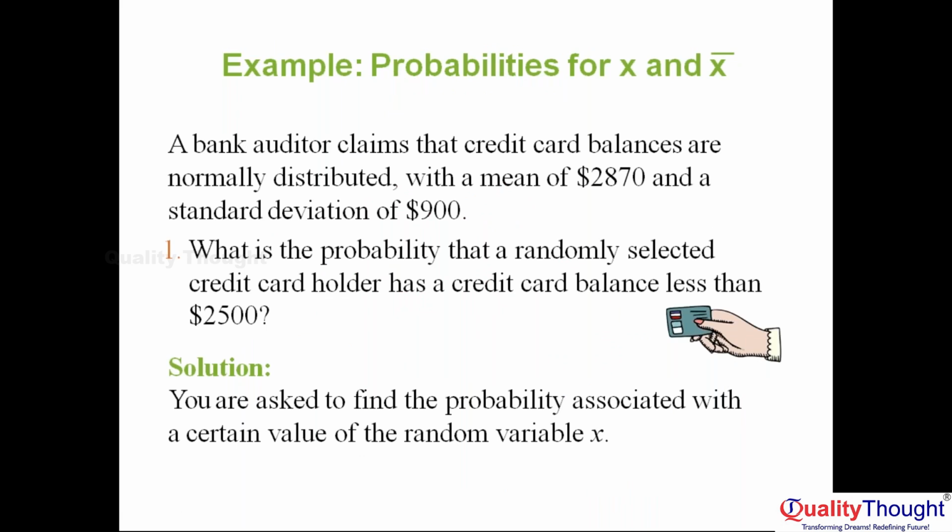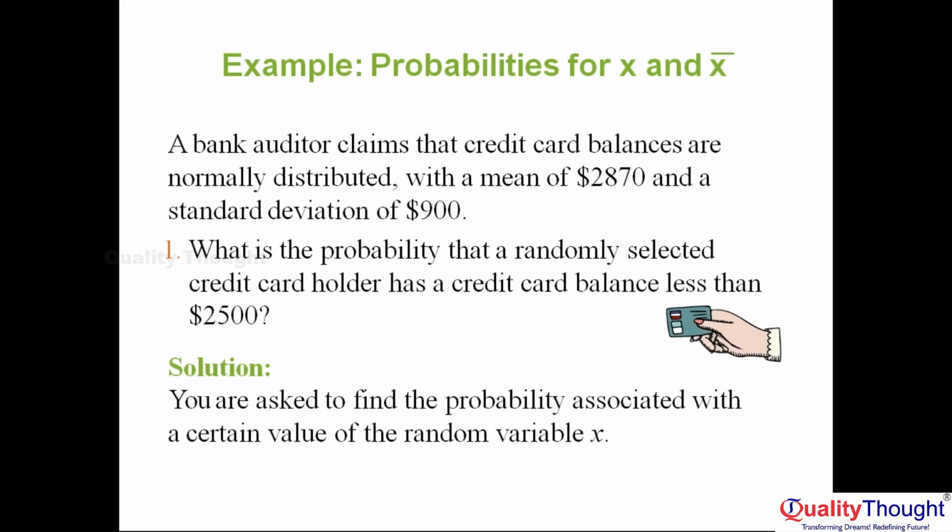we have one more. A bank auditor claims that credit card balances are normally distributed with a mean of 2870 and a standard deviation of 900. What is the probability that a randomly selected credit card holder has a credit card balance less than 2500? Can you please immediately calculate with the mean and standard deviation? The mean and standard deviation are given right away, and they have already told us that the balances are normally distributed.